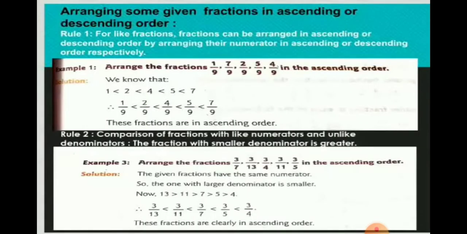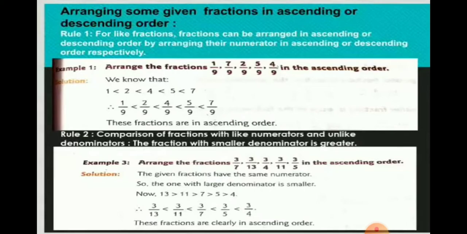Now arranging some given fractions in ascending or descending order. Rule 1. For like fractions, fractions can be arranged in ascending or descending order by arranging their numerators in ascending or descending order respectively. You can see there are fractions 1 upon 9, 7 upon 9, 2 upon 9, 5 upon 9, 4 upon 9, and when we have to arrange them in ascending order, we just look at the numerator. So the smallest is 1, then 2, 4, 5, 7, and then we will place the original fractions.